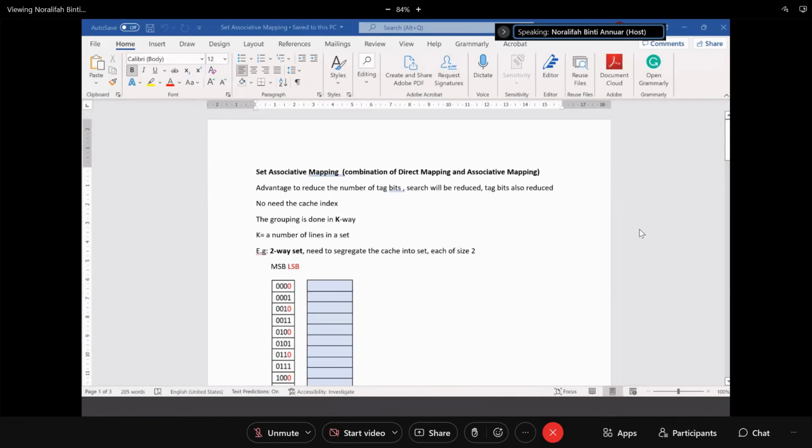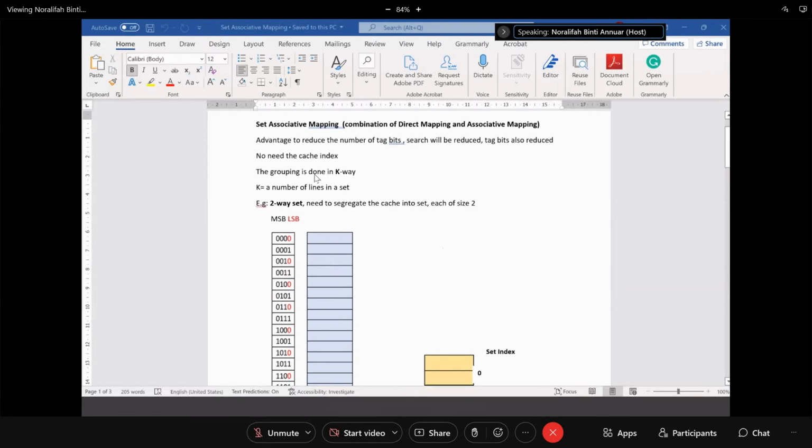Okay, set associative mapping. It's a combination of direct mapping dengan associative mapping. The advantage is to reduce the number of tag bits. The grouping is done in K-way. Ini yang paling penting, apa K-way, a number of sets.